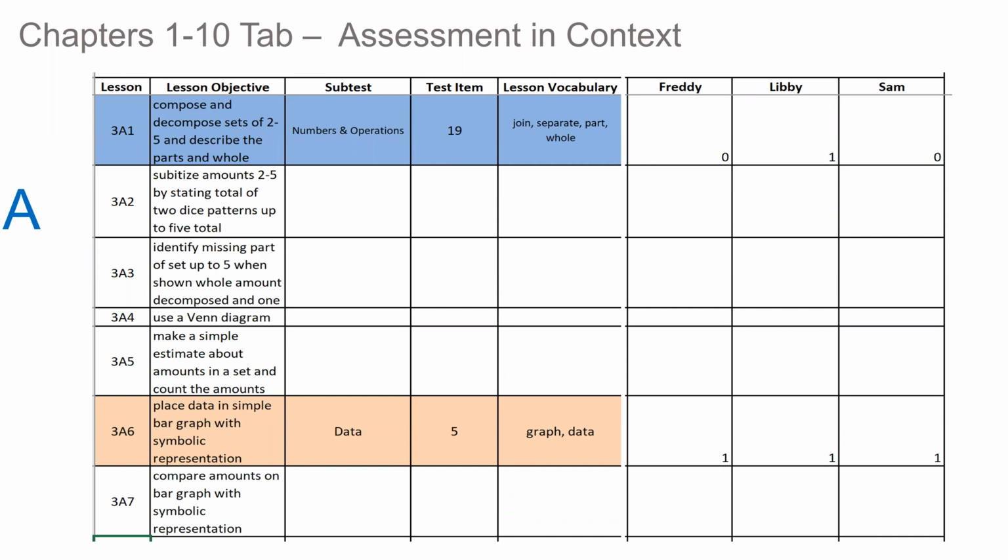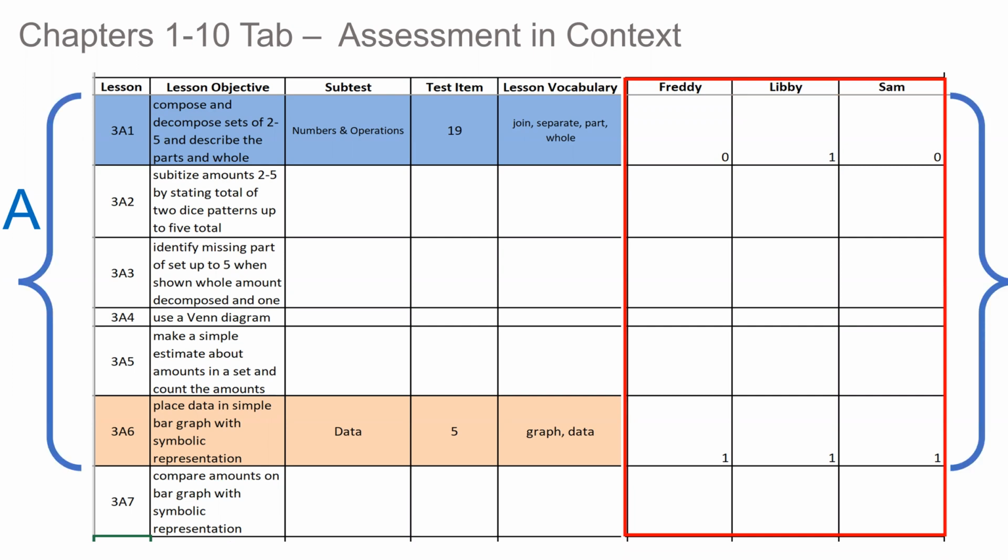Freddie, Libby, and Sam have been placed in Chapter 3. So now I want to decide where in Chapter 3 they can begin together, starting with the same lesson. I can choose to start at the beginning of a section or with any lesson within a section. We will begin with the assessment items in Chapters 1 through 10 tab. You can see the color-coded assessment items are placed and loaded with each student's scores within the context of Equals lesson order to compare and create a group at the same starting point in a section within their identified chapter placement, which in this case is Chapter 3.